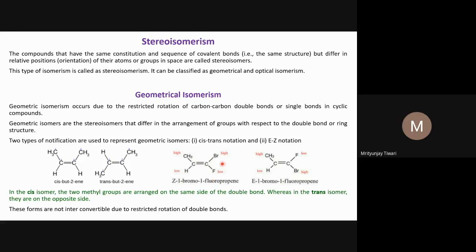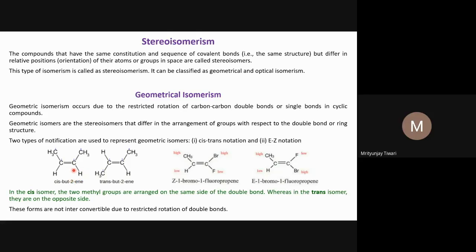So we can also write the IUPAC nomenclature using these geometrical isomers, the notations that we use to represent geometrical isomers. So see, these are two different compounds. This compound is different, this compound is different, and some of their properties are the same, but most of their physical properties are different.